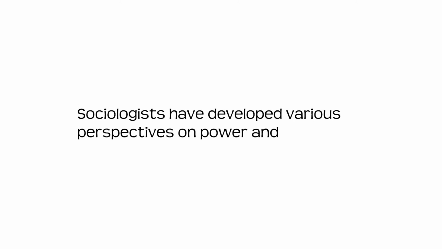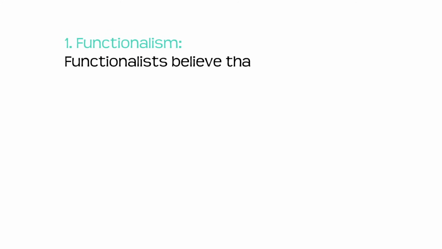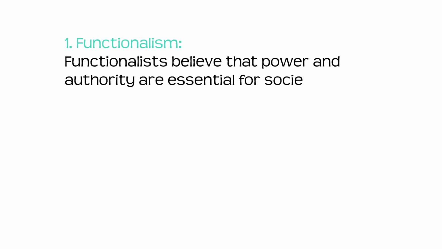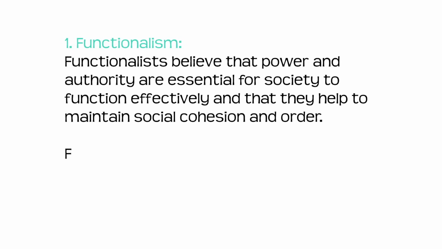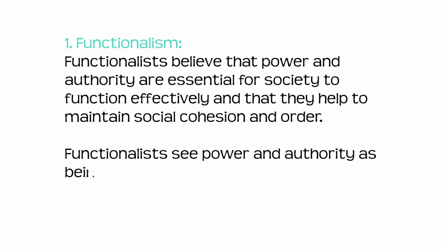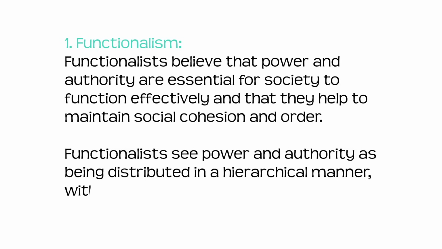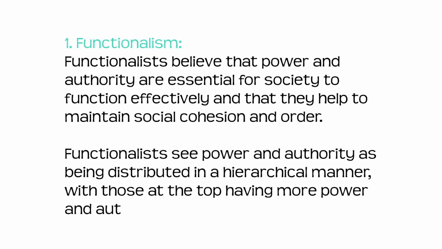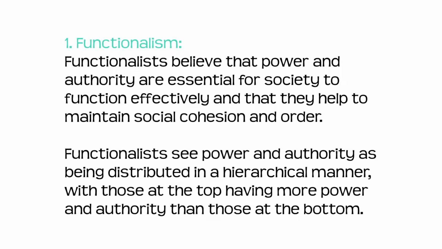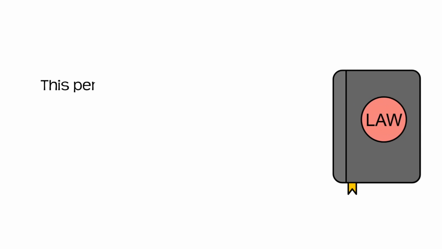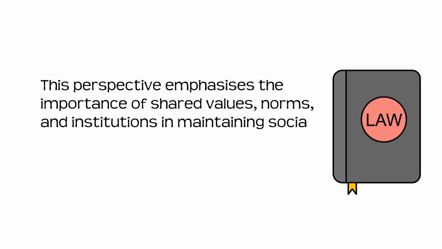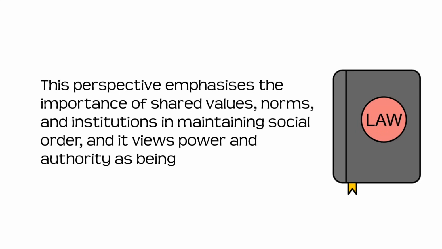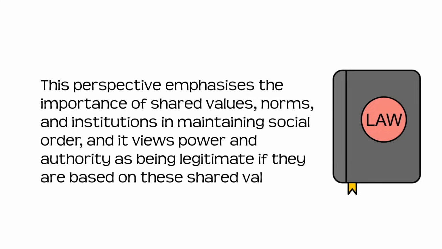Sociologists have developed various perspectives on power and authority. Number 1, functionalism. Functionalists believe that power and authority are essential for society to function effectively, and that they help to maintain social cohesion and order. Functionalists see power and authority as being distributed in a hierarchical manner, with those at the top having more power and authority than those at the bottom. This perspective emphasises the importance of shared values, norms, and institutions in maintaining social order, and it views power and authority as being legitimate if they are based on these shared values.